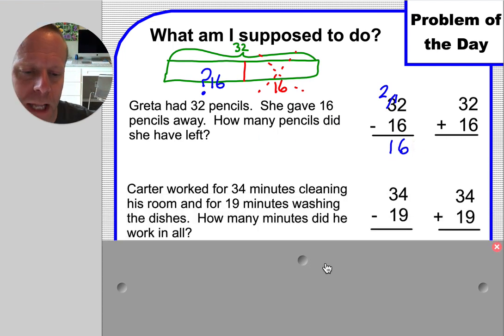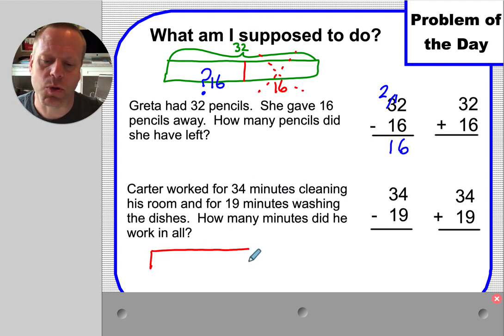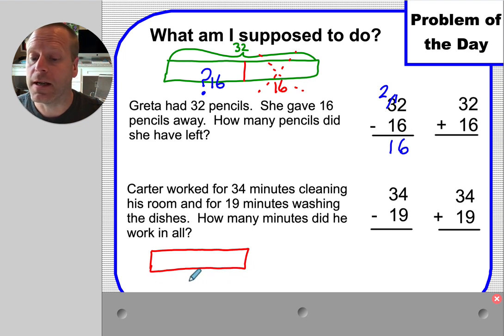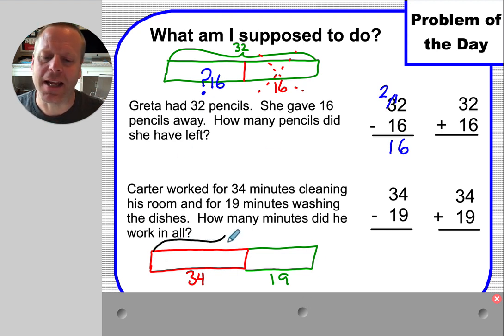All right, let's talk about my friend Carter. Carter has some chores at home, and it says that the other day, he was working for 34 minutes cleaning his room. So there's Carter cleaning his room. Then he went out and did about 19 minutes washing the dishes. Okay? What they're asking is, hey, is there any way we can figure out how many minutes in all Carter was doing chores? Well, we have 2 choices.